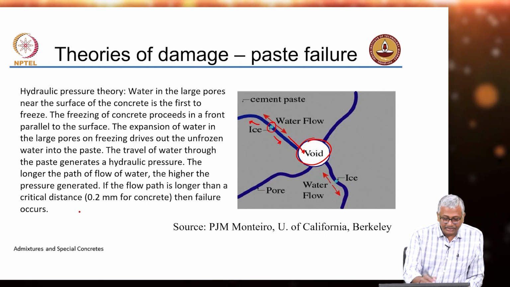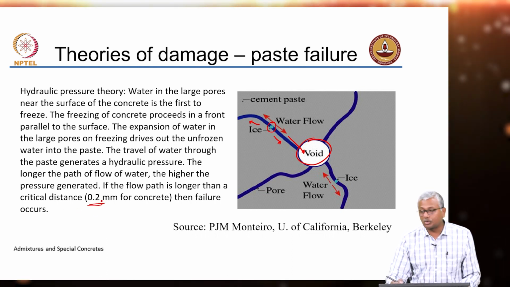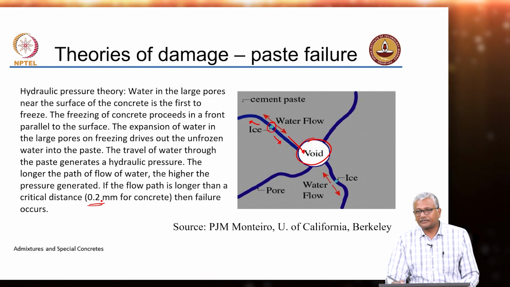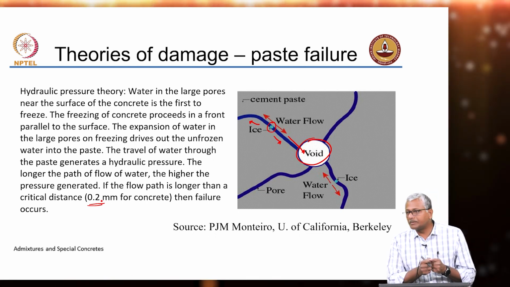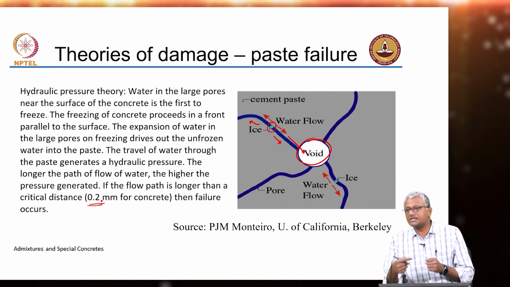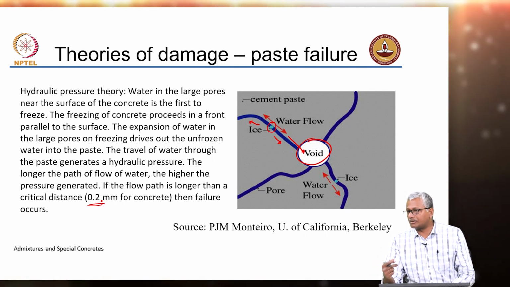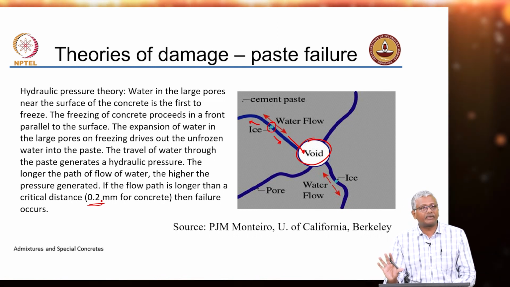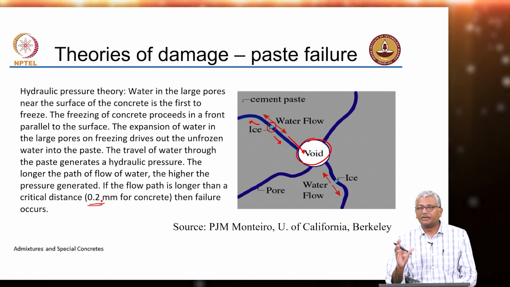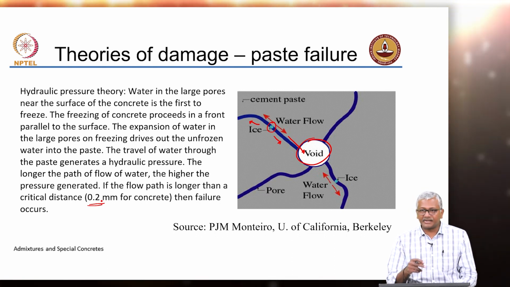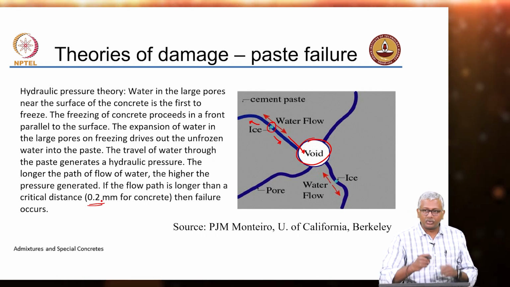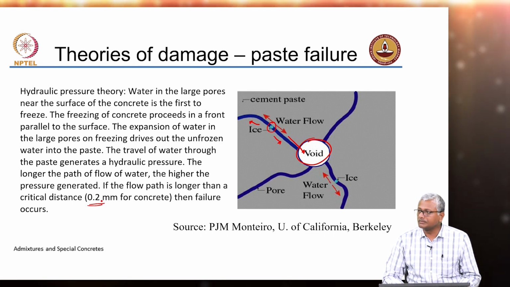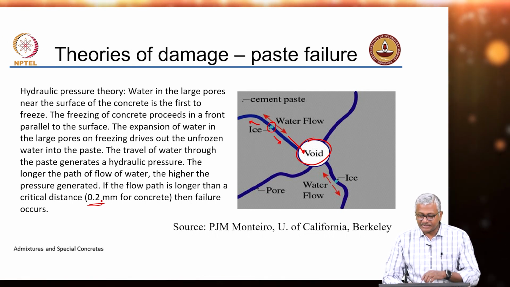If the flow path is longer than a critical distance, generally taken to be about 200 micrometer in concrete, then failure can happen. That means the pressure generated by the flow of water beyond a distance of 0.2 millimeter or 200 micrometer is large enough to exceed the tensile capacity of the concrete. Concrete always fails in tension, never in compression. Okay. So, the tensile capacity of concrete is getting exceeded when the moisture or water in the pores flows to a distance more than 200 micron, right.